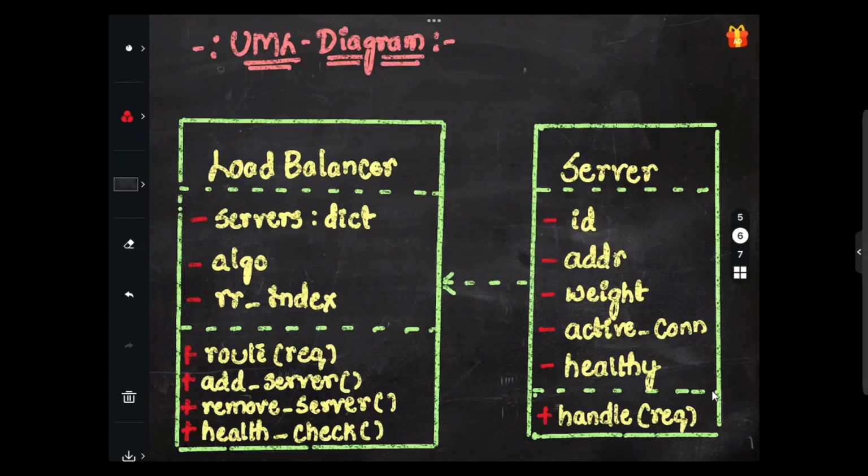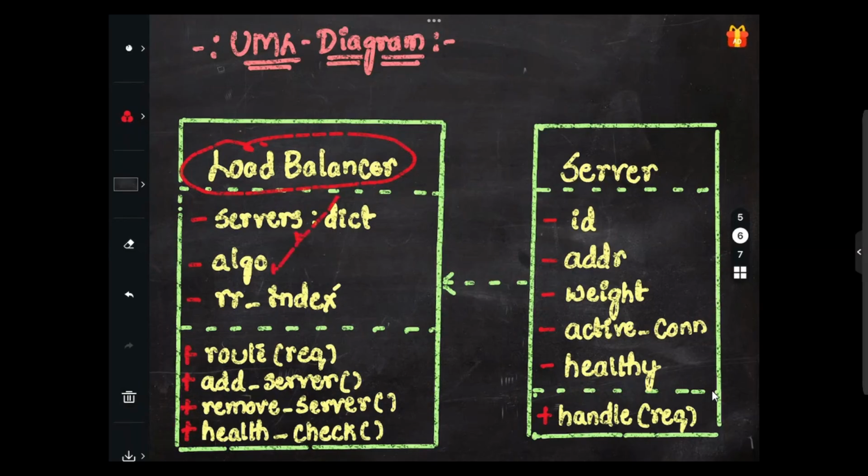Basically, this is it for the concurrency and the data model discussion. So next, let's discuss the UML diagram. First here, we have the load balancer, the main class, load balancer. And here we have the servers dict.